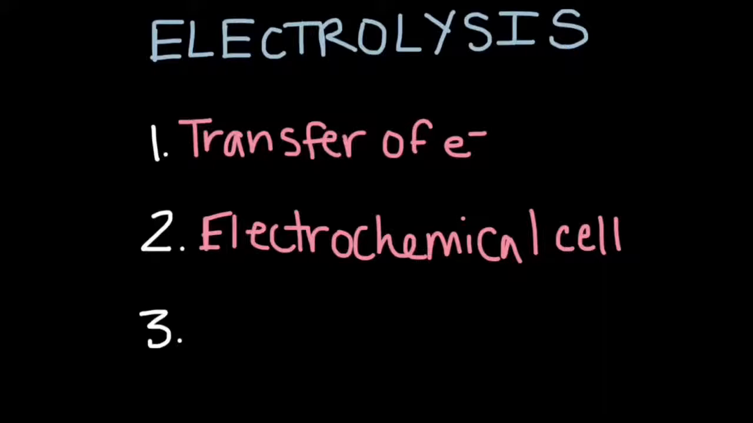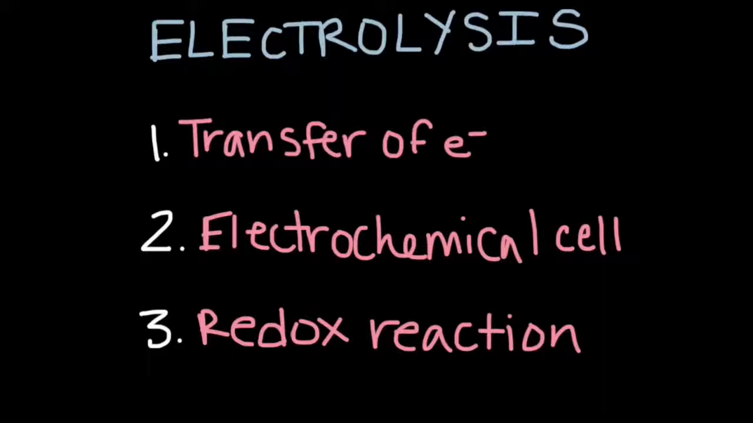The transferring of electrons is done by setting up an electrochemical cell. The electrochemical cell contains a reaction called a redox reaction. A redox reaction is where one-half reaction loses electrons and one-half reaction gains electrons.